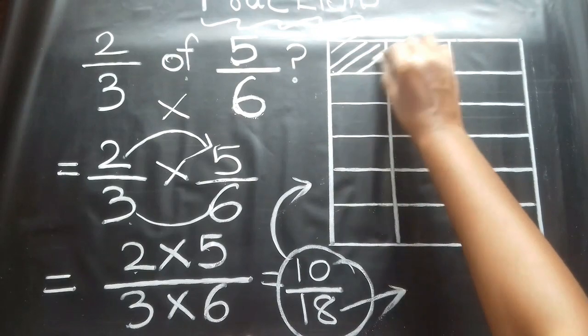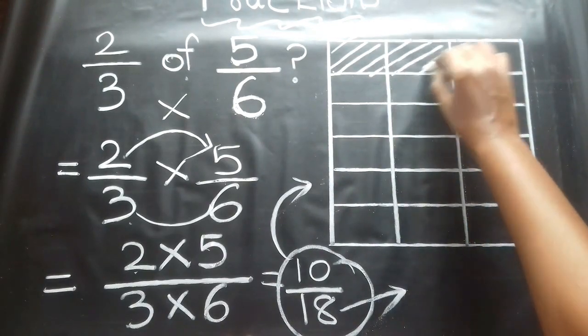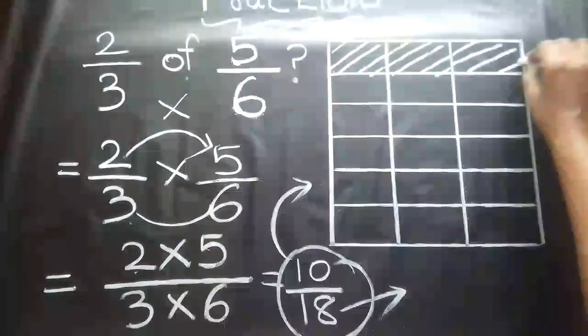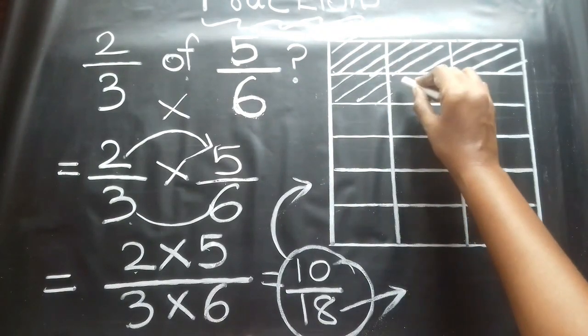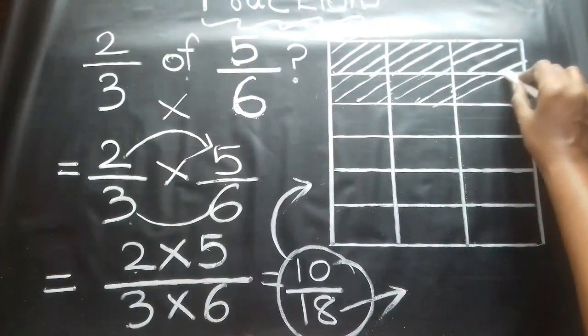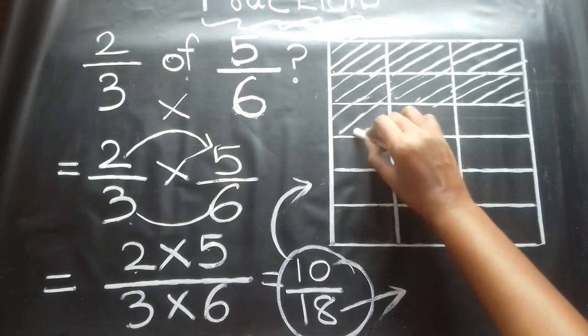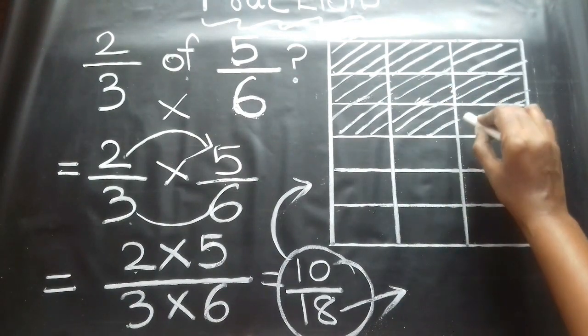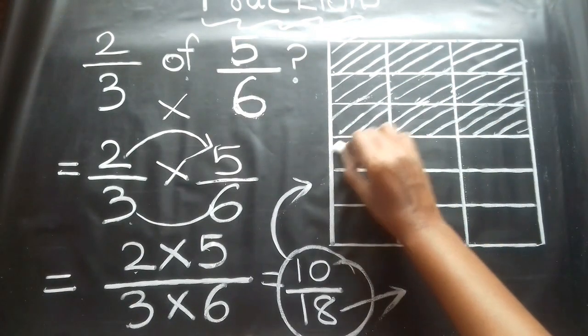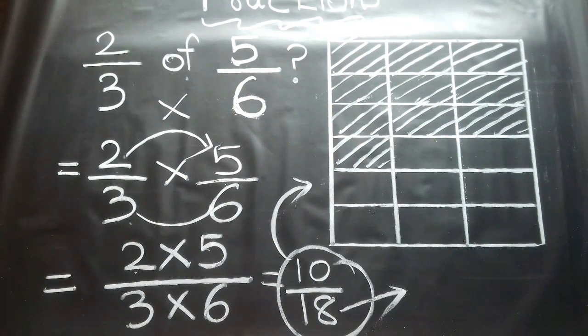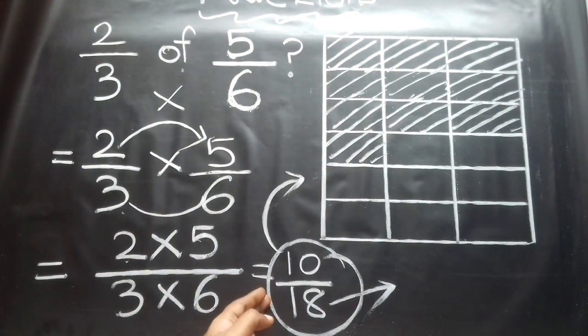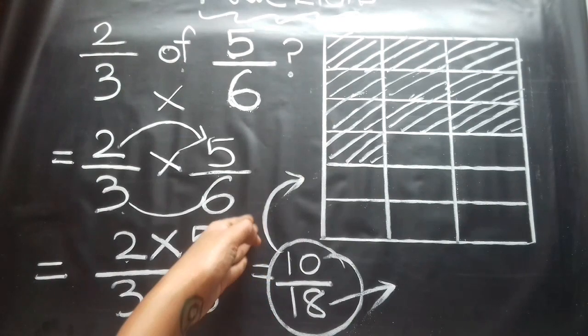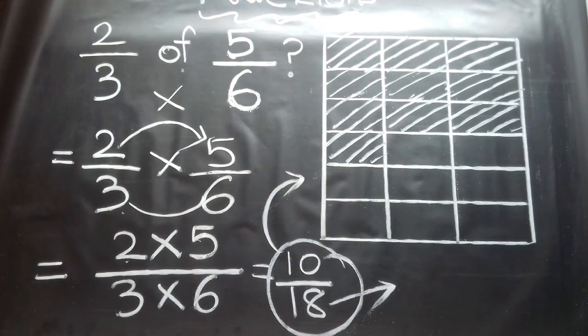So 1, 2, 3, 4, 5, 6, 7, 8, 9, 10. So we have calculated the answer manually and represented the same in the figure.